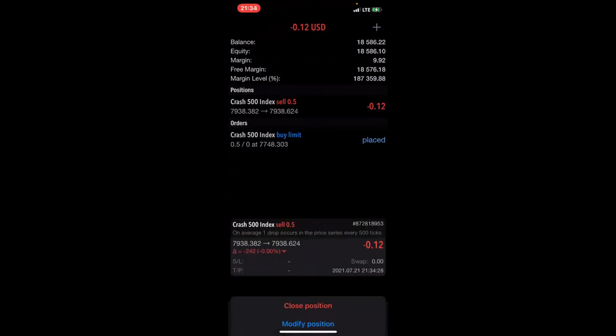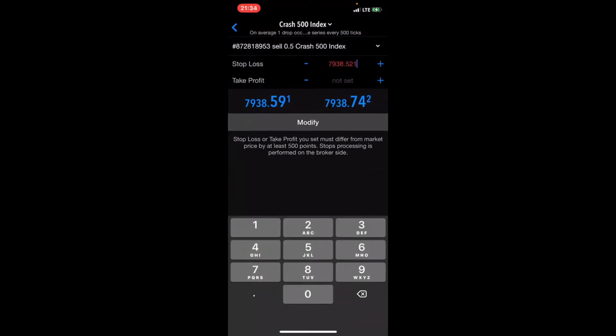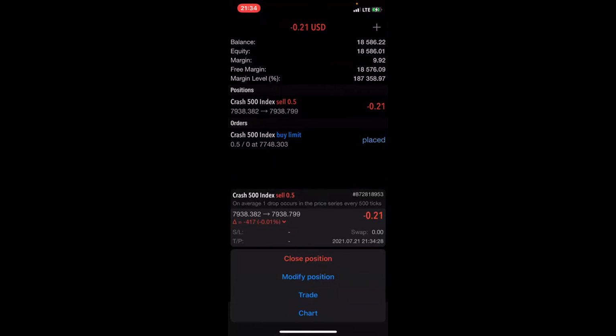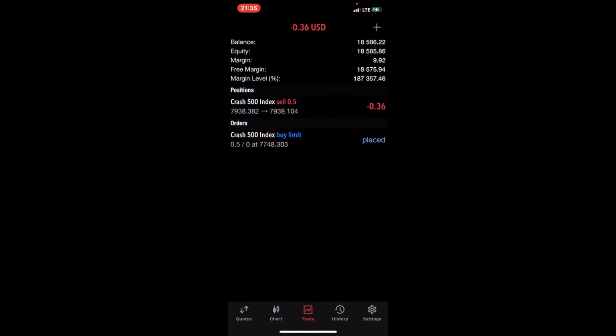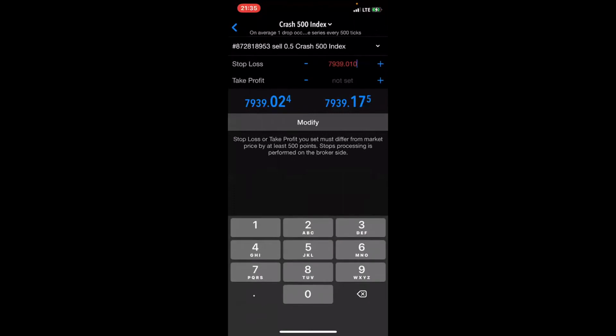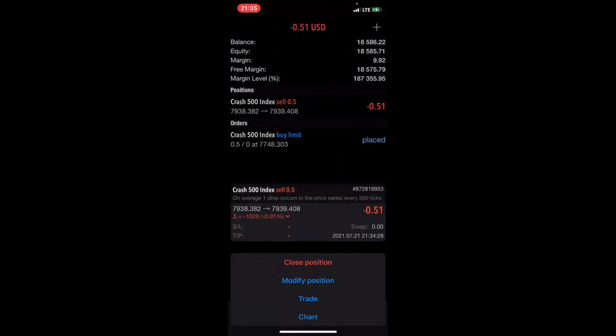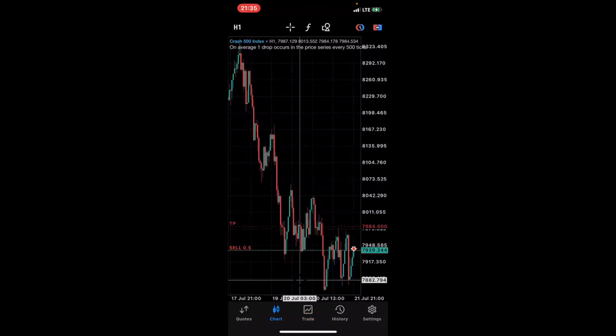Okay. And then I want to check my chart first, and then see where I'll get my stop loss at. Okay, maybe I'll go for 7882. Okay, as your TP. Yeah. My TP is already set, so.